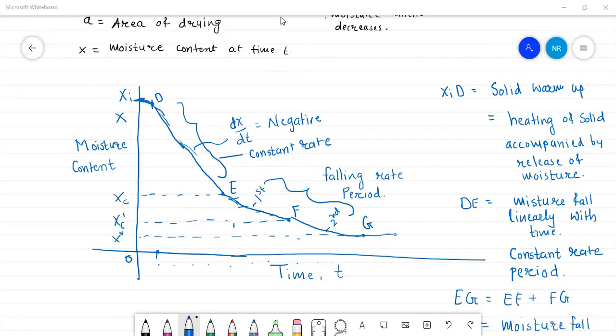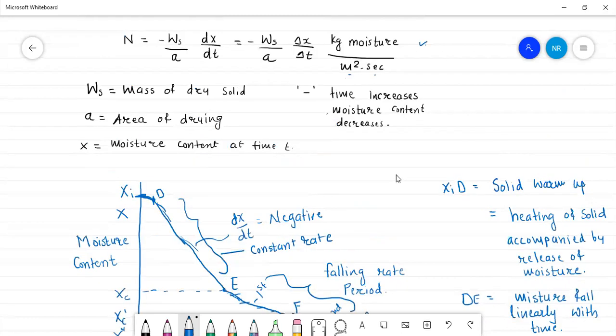The specific answer for your question, yes, it's a negative. It's negative because once you see the 28 number here, the negative terms will be there. dx/dt is negative, so the negative becomes plus, and your rate of drying will be the positive term. So it's 100% that your falling rate period slope will also be negative.